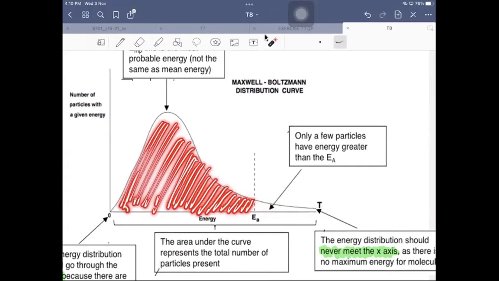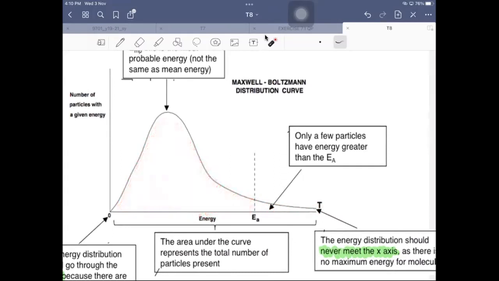So you can see that in a reaction, there's only a small proportion or a small number of molecules that can overcome the activation energy. So that's what this label is: only a few particles have energy greater than the activation energy, or sometimes they use the words only a small proportion.